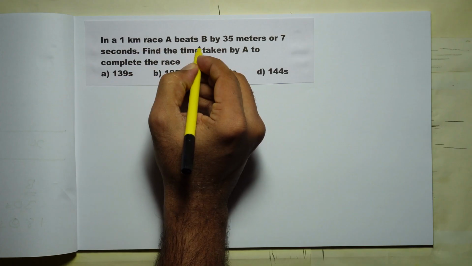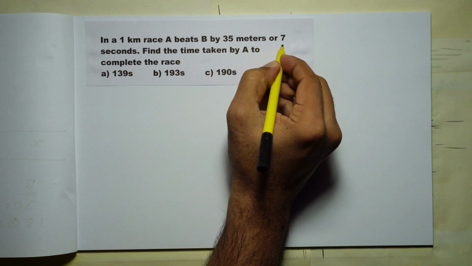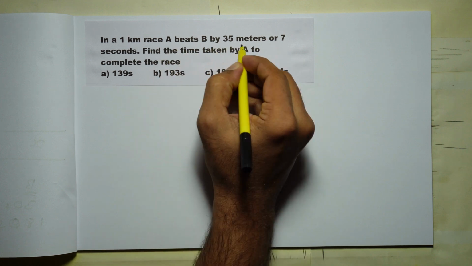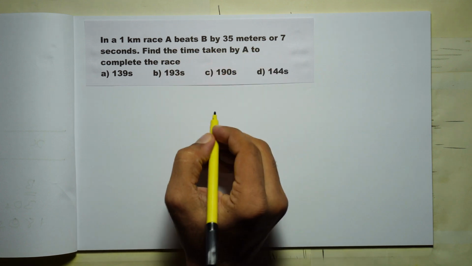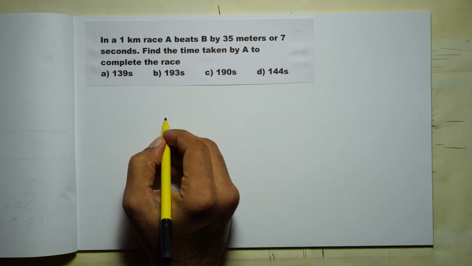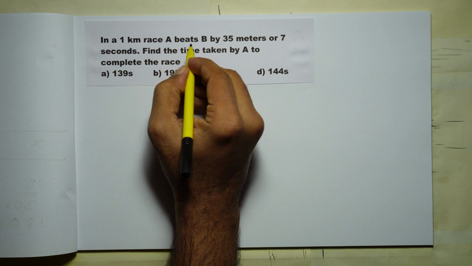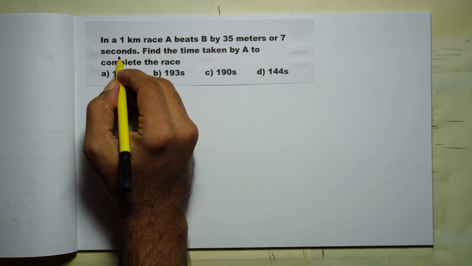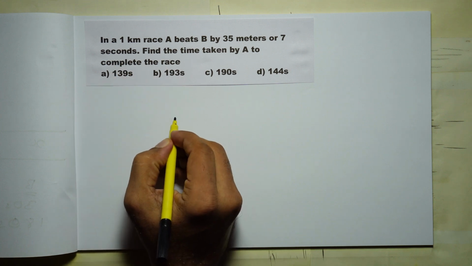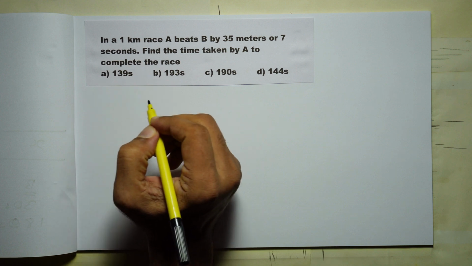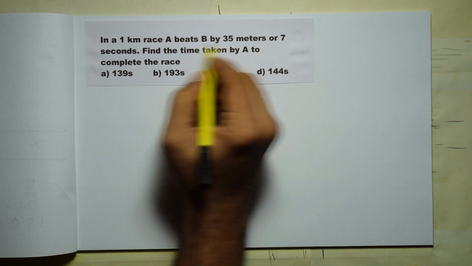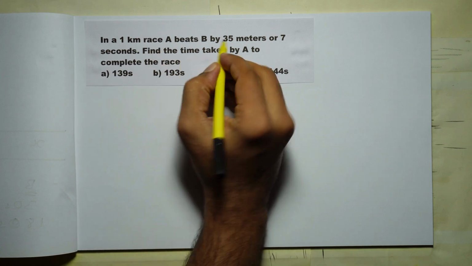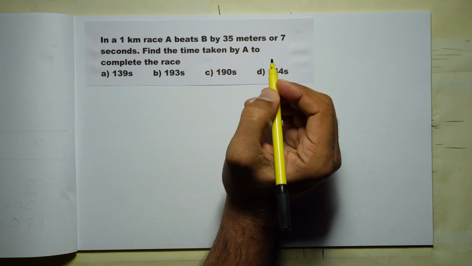In a 1 kilometer race, A beats B by 35 meters or 7 seconds. So we'll just represent that data. Now A beats B by 35 meters means when A completes the race, B will be 35 meters behind. Now the other information given is A beats B by 7 seconds. A beats B by 7 seconds means after A has completed the race, B requires another 7 more seconds. And in these 7 seconds, B will do the 35 meters and he'll complete the race.